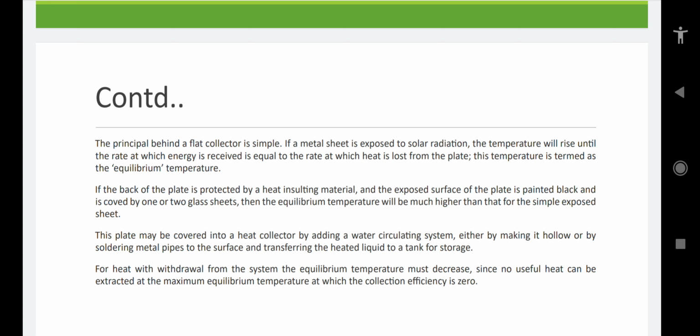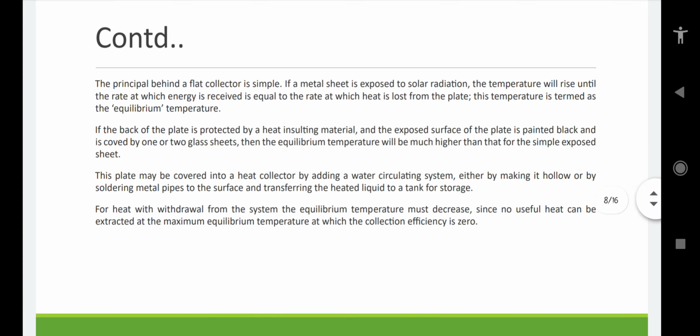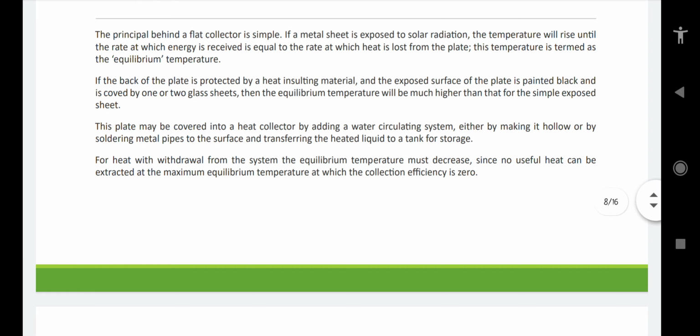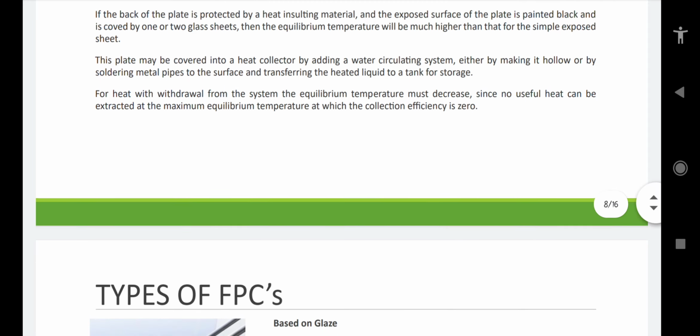If the back of the plate is protected by a heat insulating material and the exposed surface of the plate is painted black and covered by one or two glass sheets, then the equilibrium temperature will be much higher than for the simple exposed sheet. This plate may be converted into a heat collector by adding a water circulating system, either by making it hollow or by soldering metal pipes to the surface, and transferring the heated liquid to a tank for storage.